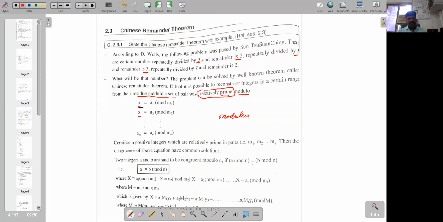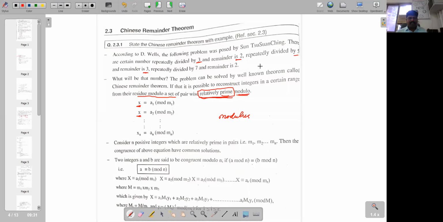For that, initially we'll try to understand the basic derivations. If we consider the equation x equal to a1 mod m1, I was trying to explain relatively prime numbers and modulo operations in the beginning. Then the second equation is x equal to a2 mod m2, and it continues up to x equal to an mod mn.